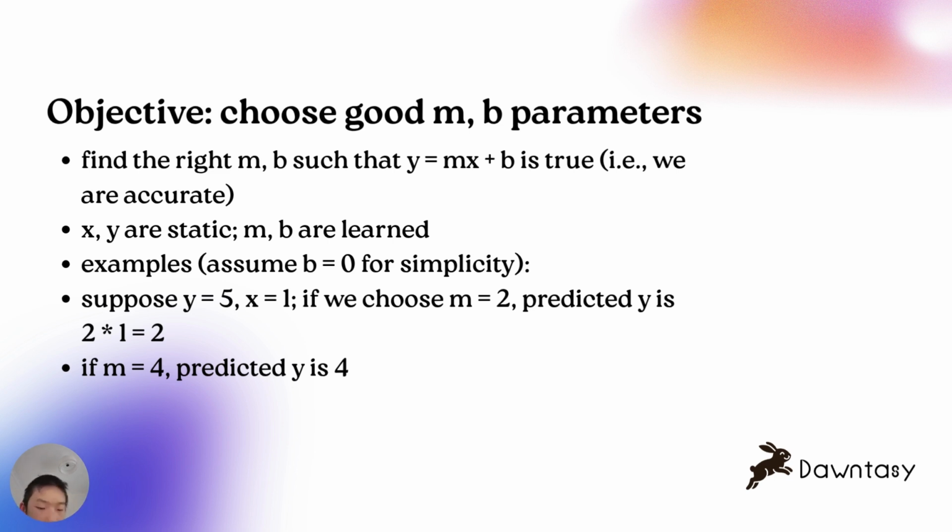Imagine that y is 5. The real answer of y is 5. And our input is 1. If we choose the m, or the slope, to be 2, then the predicted y would be 2 times 1, which is 2. So again, it's not that accurate. But if m is 4, the predicted y is 4. So as you can see, this is fundamentally an optimization problem. We want to find the optimal m and b such that we can make the y as accurate as possible.